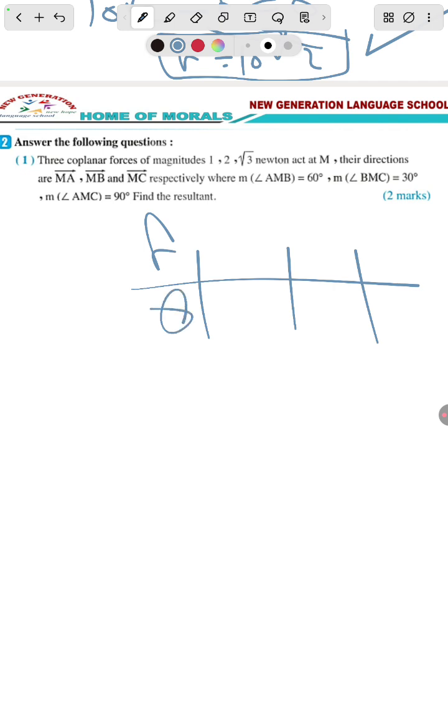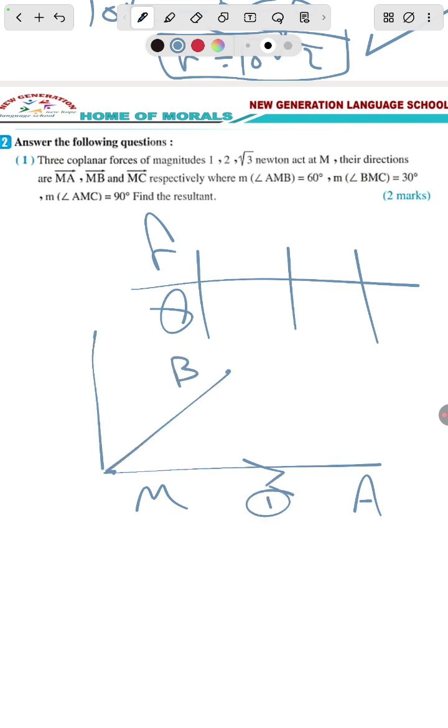Firstly, make a table. I have F and theta, and draw the forces. First force MA is equal to 1 Newton, and second force MB, and third force MC. I know that the measure of angle AMB equals 60. Here it's given, and BMC equals 30, and AMC equals 90. So the first force is 1, the second force is 2, the third force is root 3.